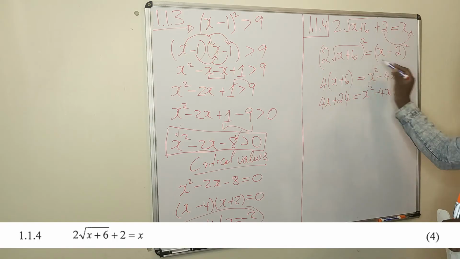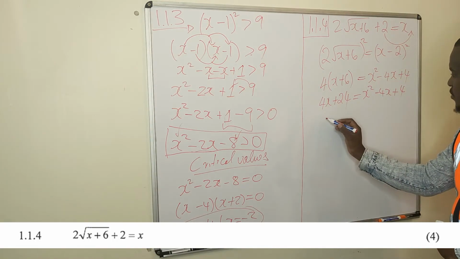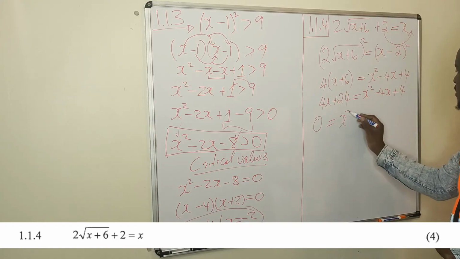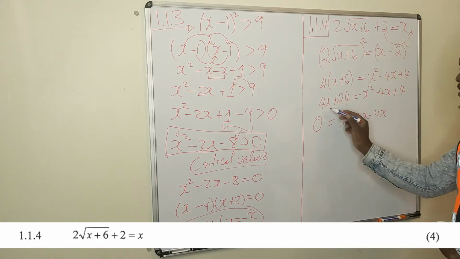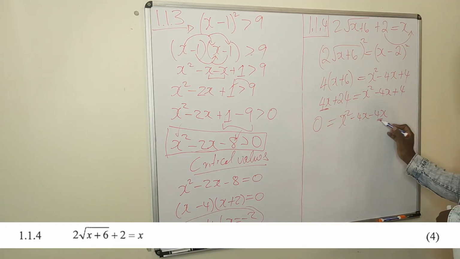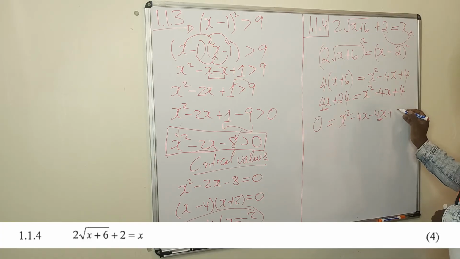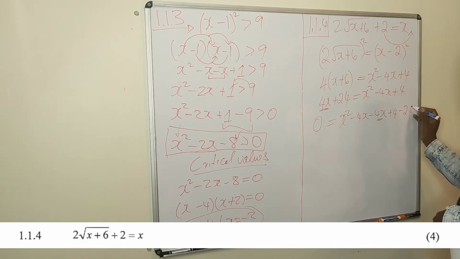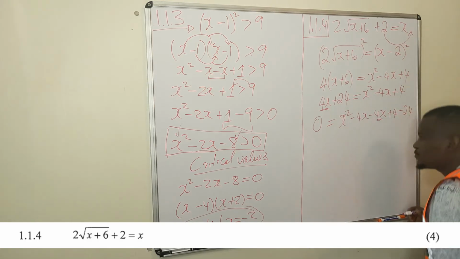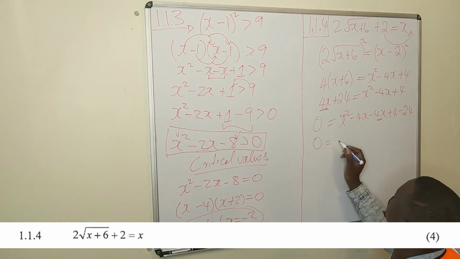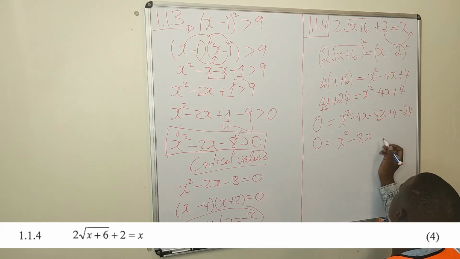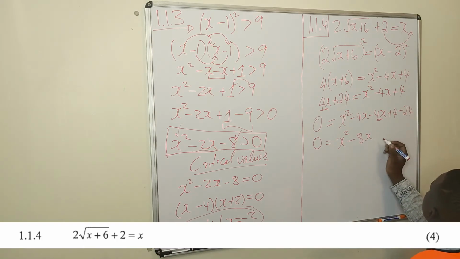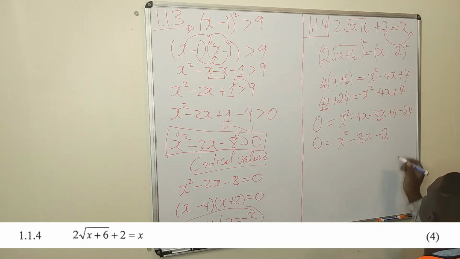You transpose these to the right. So what do you have? You have 0 is equal to x squared minus 4x, minus 4x. The other 4x is this one here, plus 4 minus 24. What do we have? We have 0 is equal to x squared minus 8x, right, minus 20. This is what you have.